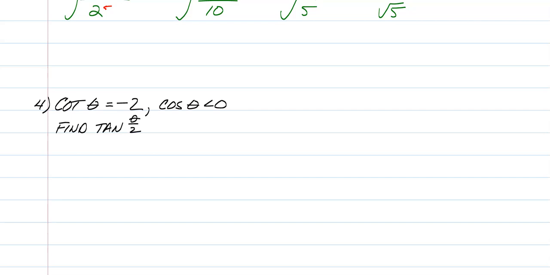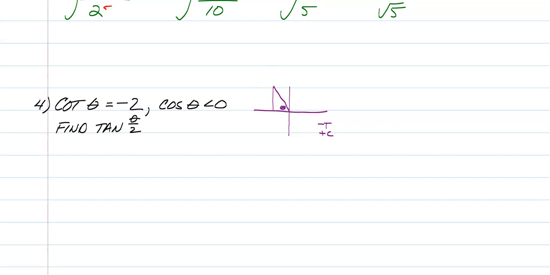Cotangent is negative and cosine is negative. So first, you have to think, where is tangent negative? Well, tangent is negative here and down here. And now it says cosine is negative. Well, cosine is negative here, but cosine is positive here. So we have narrowed this down to starting in quadrant 2. So our original angle is, boom, here in quadrant 2.